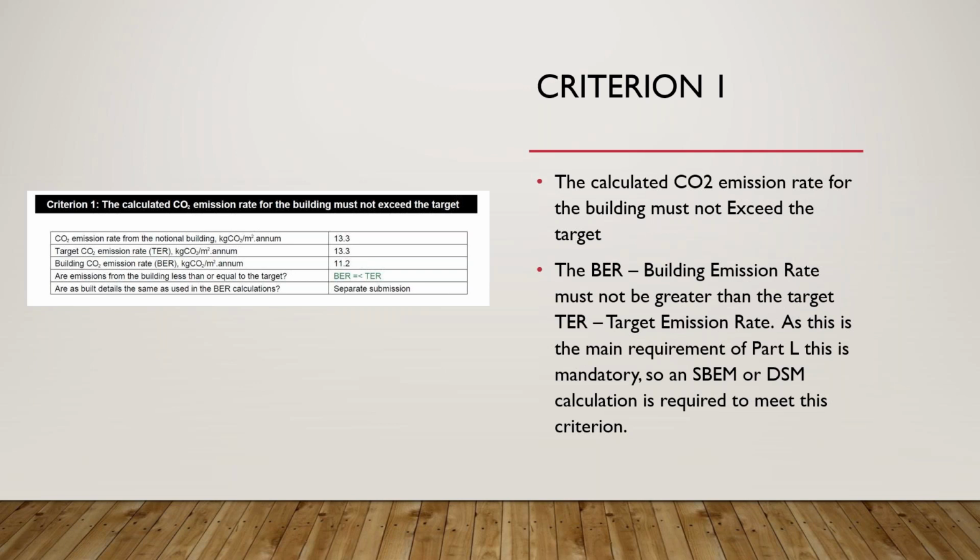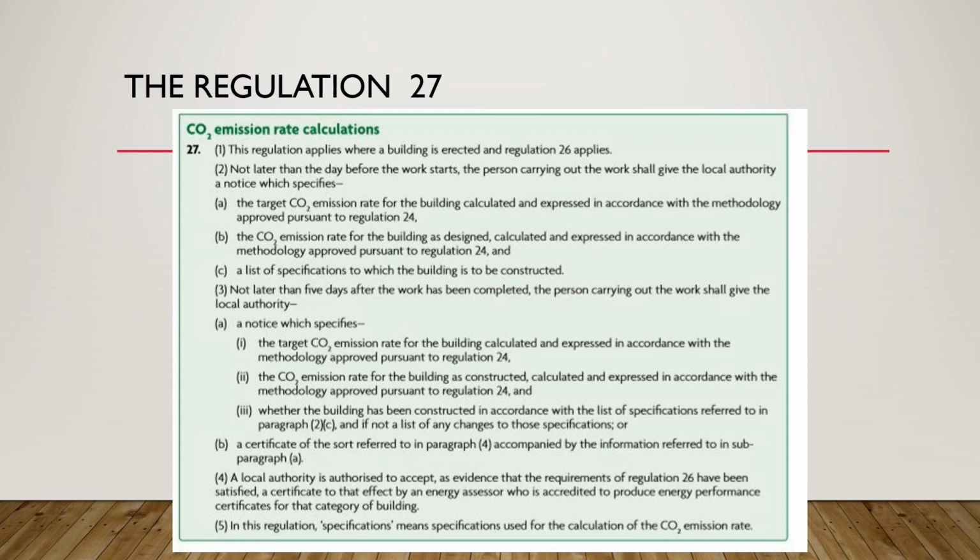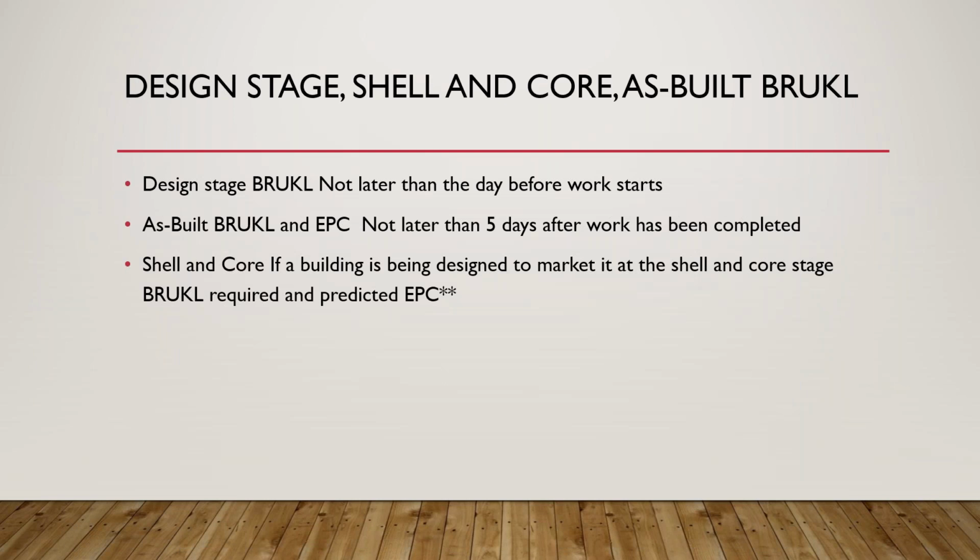I'm going to be quick on this. Regulation 27 basically just applies to when a BRUKL has to be provided. So you've got, before the work starts, your as-built BRUKL, after the work starts no later than 5 days, and then we have a shell and core BRUKL. A shell and core BRUKL is provided on pre-fit out, and it is normally assumed data that's used. I'll cover that again when we get a bit further down.